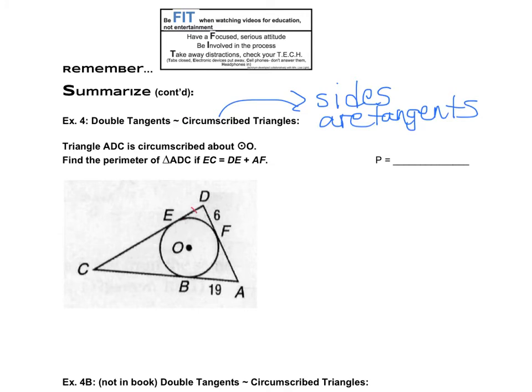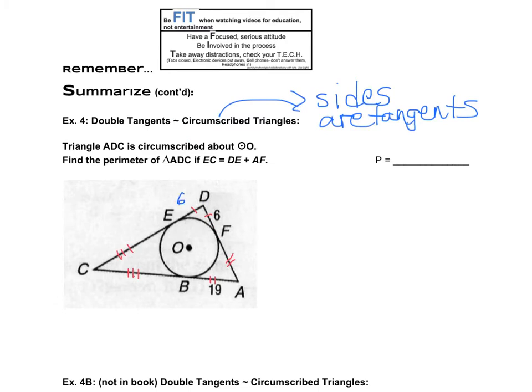So DE and DF have to be the same, FA and BA have to be the same, and BC and EC have to be the same. Notice I'm not marking them all with the same set of tick marks, but I am setting them equal to each other because they're two tangents from three different exterior points there. So as I start to just kind of put some measures around this triangle, if DF and DE are the same, then that's 6.